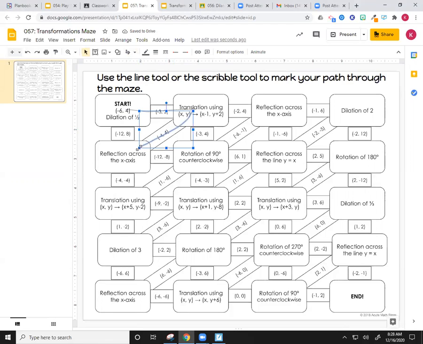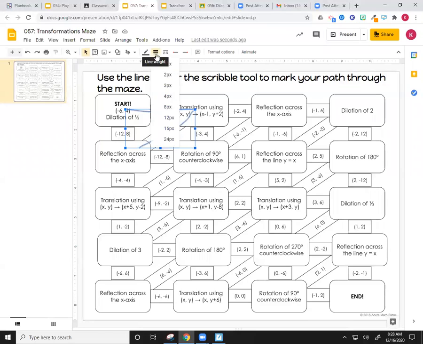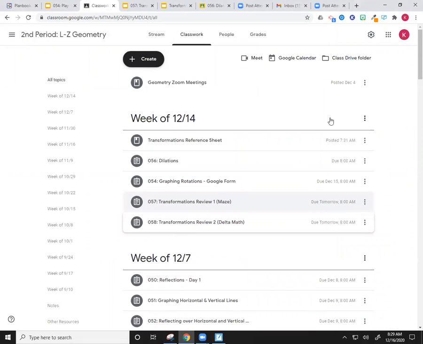Here's my only thing I ask. When you're all done, you can select everything you've drawn, like by just drawing a box around everything. If you could turn it to a really thick line for me and make it a bright color, because I've got old eyes. Okay, that's the first part of the review. The second part of the review is in Delta Math. It's just a couple of problems that have graphs with them that we just haven't done a lot of, so I just wanted to show you what it's going to look like on the quiz tomorrow. All right, those are the 2 things you need to work on today. Any questions on what you need to do?